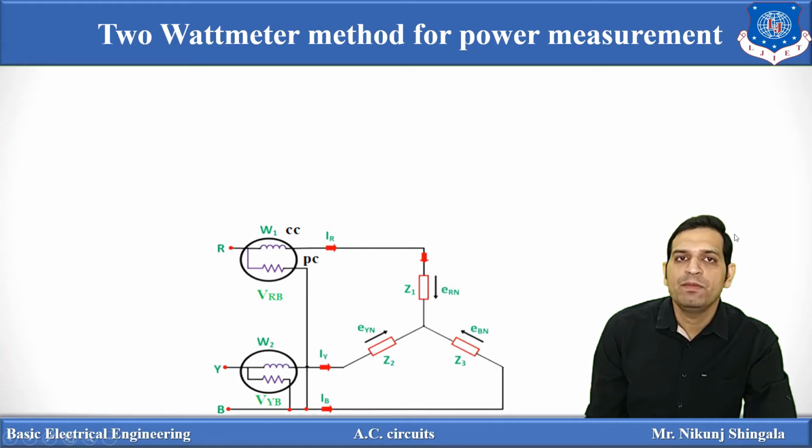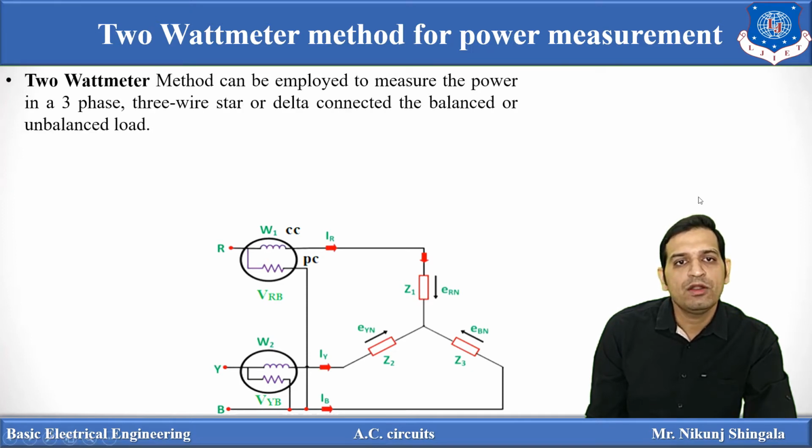Now the 2 wattmeter method. Now I am going to prove that 2 wattmeters are sufficient to measure the power of a three-phase system. So the 2 wattmeter method can be employed to measure the power in a three-phase system. A 3-wire star or delta connected, balanced or unbalanced system can be used. So it is a balanced system first, and it is a star connected system. 2 wattmeters are used, W1 and W2.